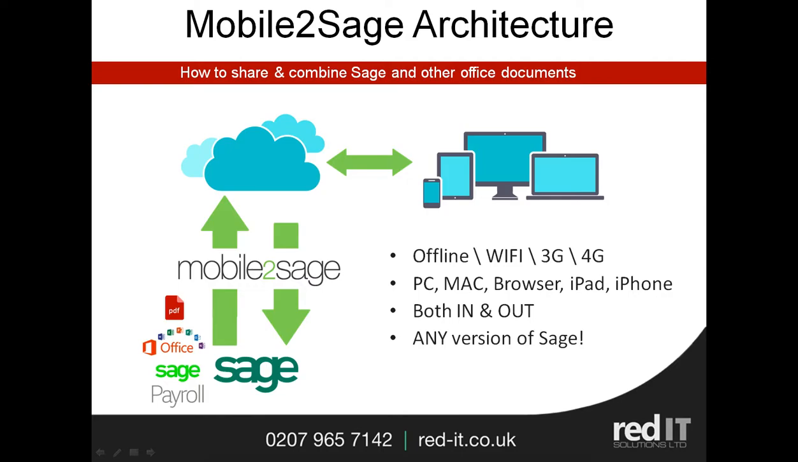So what's Mobile2Sage? Well, Mobile2Sage is a suite of applications which allows you to share Office information from your Sage or Sage Payroll or your Office documents with your mobile users, predominantly on iPhones and iPads, but it does work on PCs, Macs, and there's a browser version as well. It works with both data in and out of Sage, and it works with any version of Sage. It works both online and offline and can also use things like 3G and 4G networks.